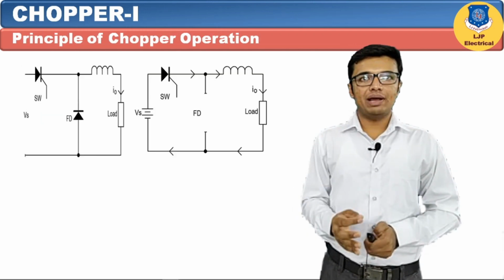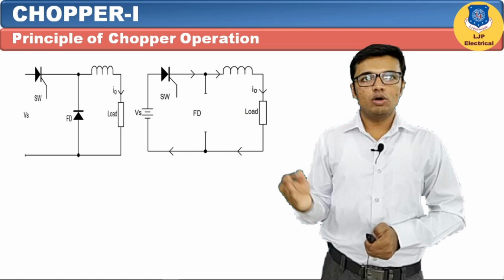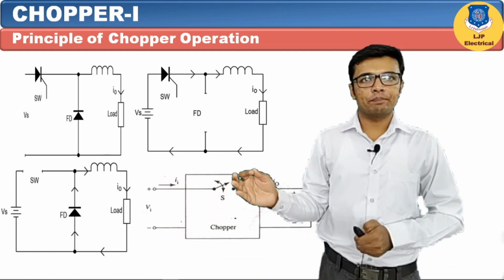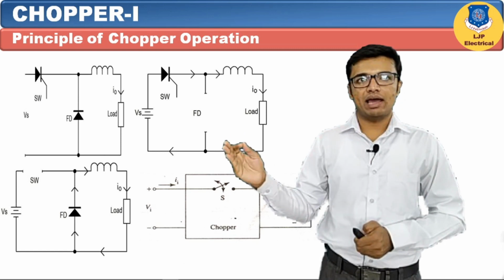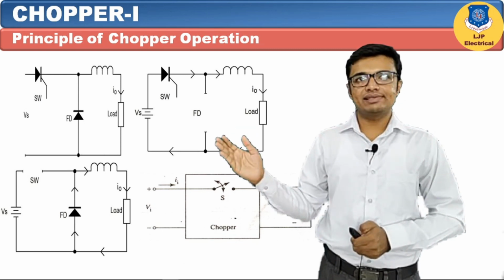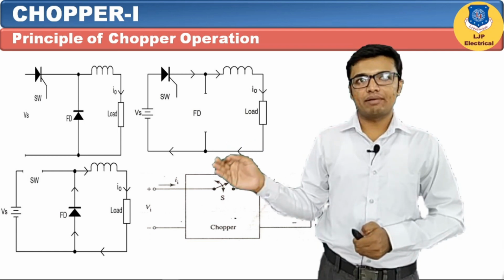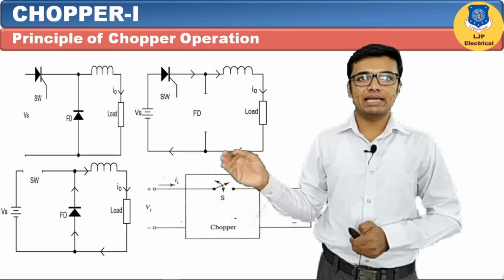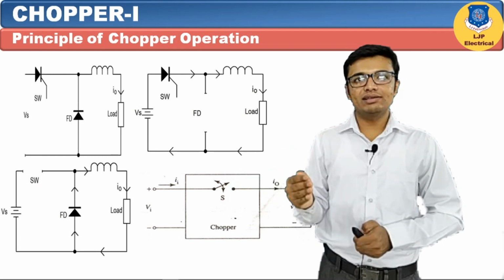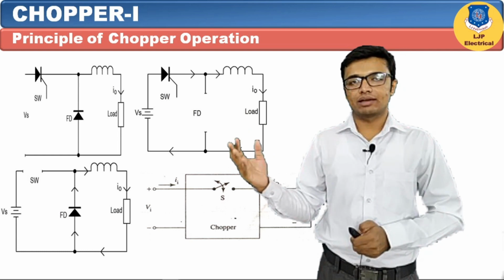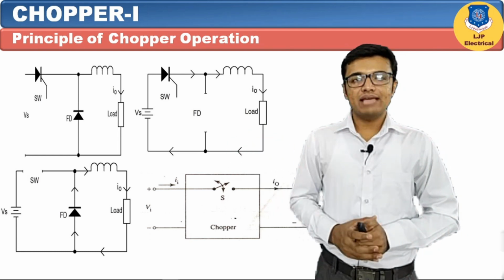Let's see what the principle of chopper operation is. This is the circuit diagram of chopper. As per this circuit diagram, first we have connected one SCR as a switch. In series with the SCR, we have connected one inductor and the load, and across it we have connected one freewheeling diode. This freewheeling diode is used to dissipate the energy which is stored in the load or in the inductor. Let's see how it will work.